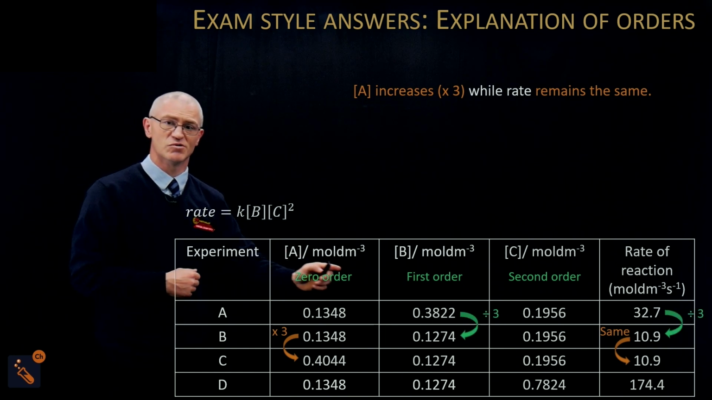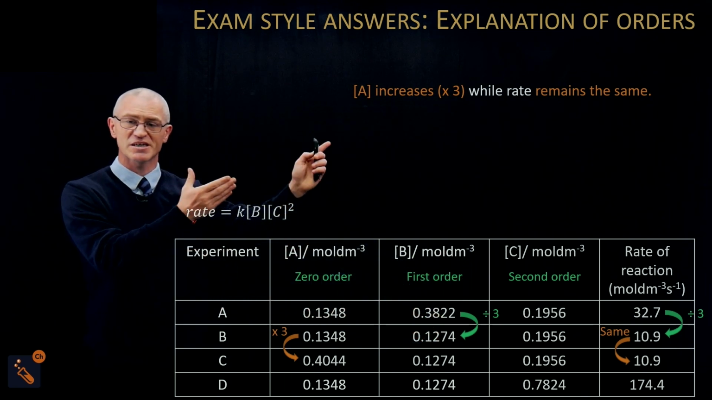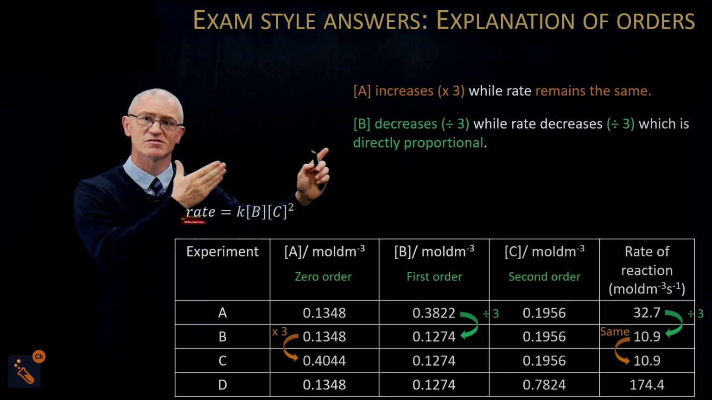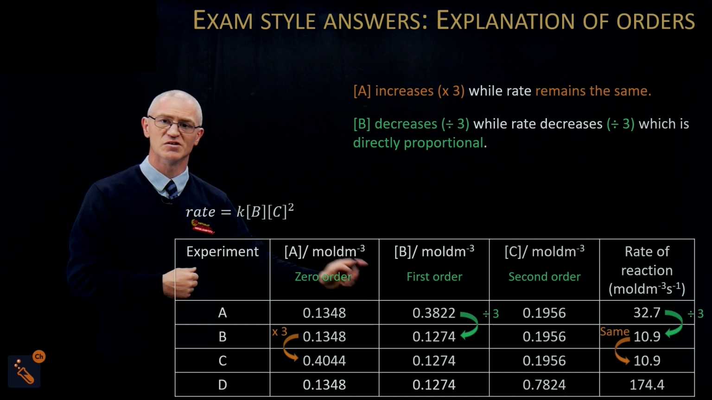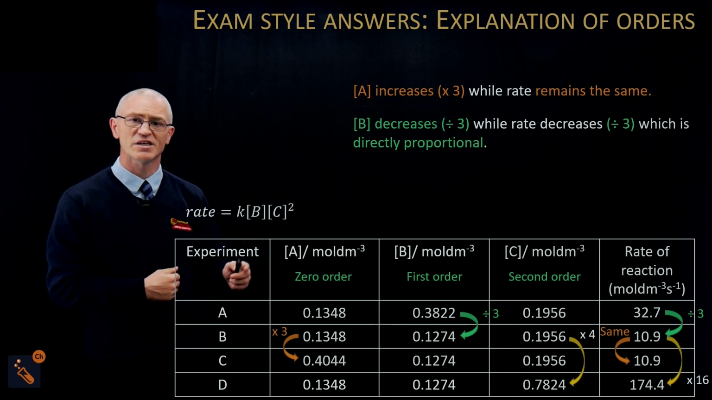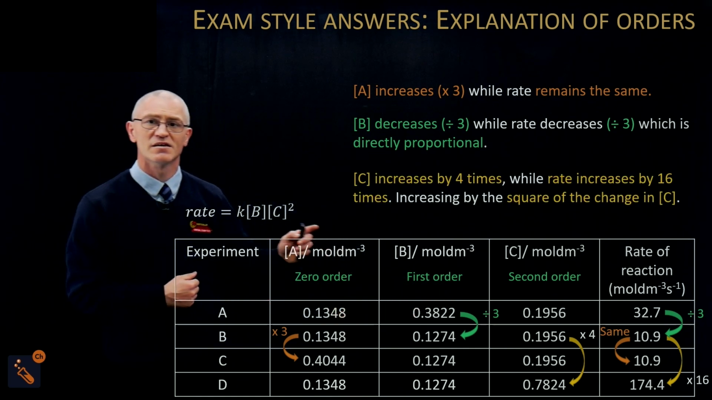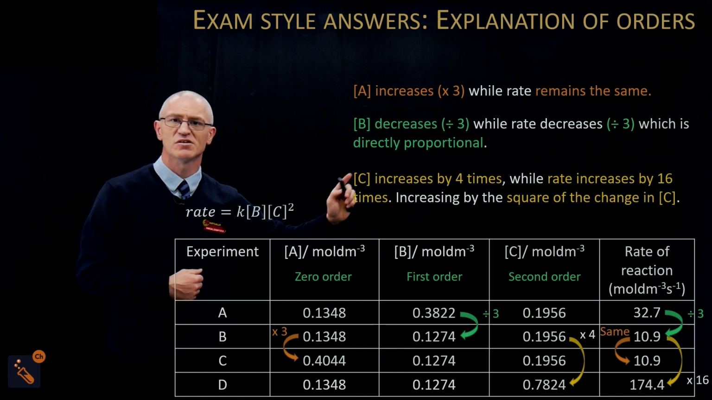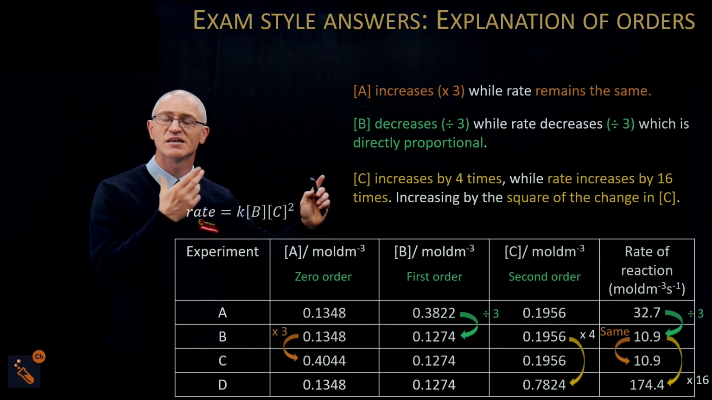We then go to the next one. This one, dividing by 3, the other one divides by 3. So again, we make a statement, if this is a question, that B decreases, divides by 3, while rate decreases, divide by 3, which is directly proportional, and therefore we think that is first order. We then go to the last one, which is times by 4, then times by 16. If that's the case, concentration of C increases by 4 times, while the rate increases by 16 times, increasing by the square of the change in the concentration of C.